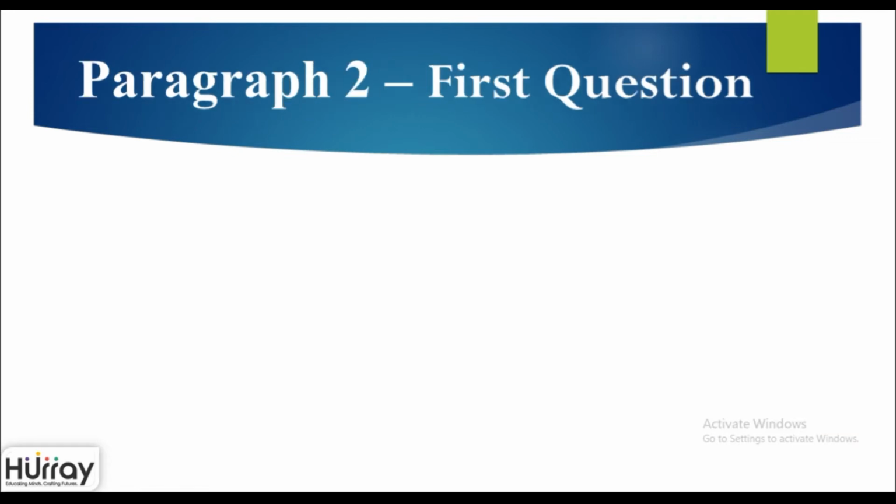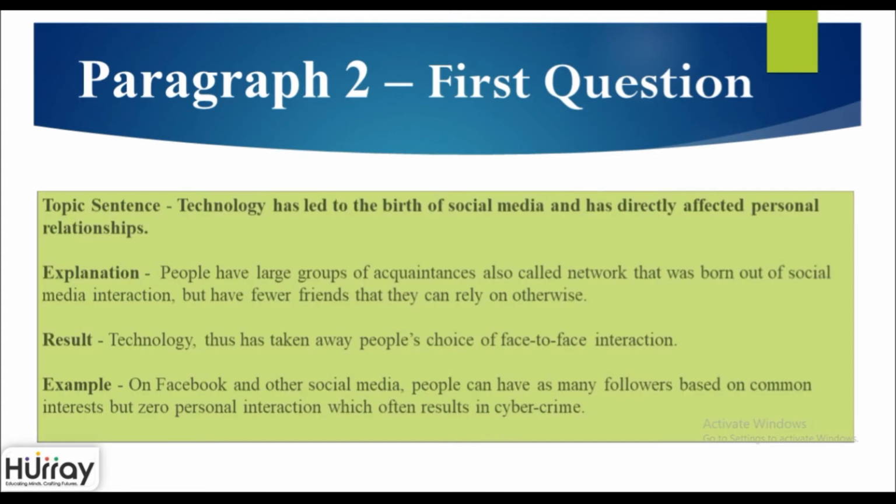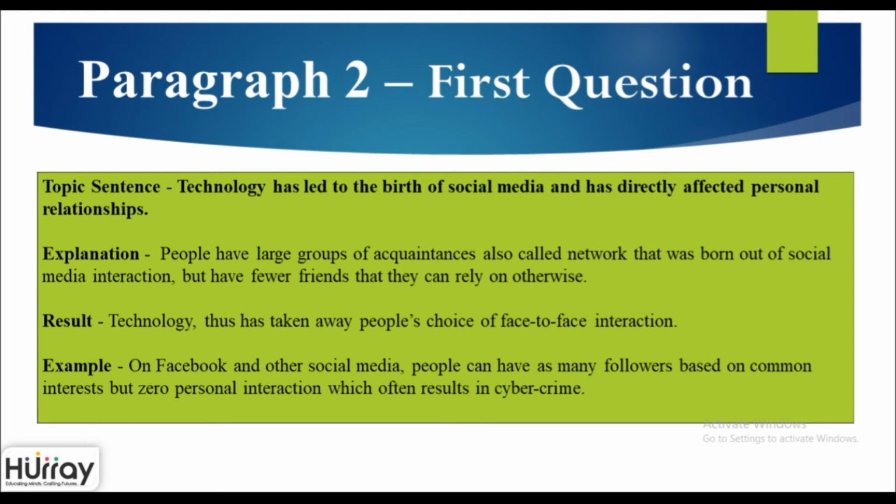Now, paragraph 2, this is your first question or the first key point. Let's analyze this. This is further divided into topic sentence, explanation, the result, or example. Now, let us look at the first sentence. Technology has led to the birth of social media and has directly affected personal relationships. So you've got two key points here, birth of social media and the effect it has had on personal relationships. Naturally, you have to explain this further, you have to elaborate.